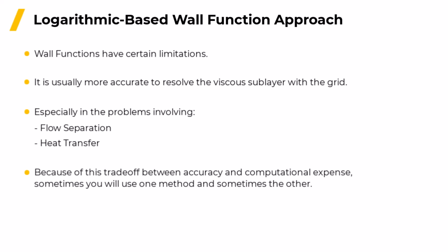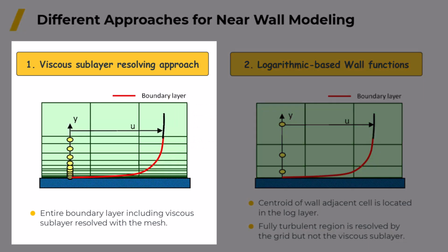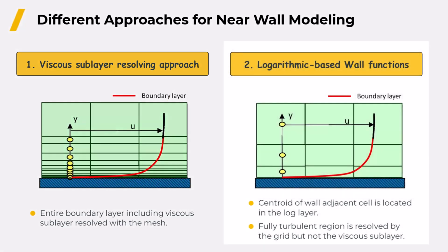Because of this trade-off between accuracy and computational expense, sometimes you will use one method, and sometimes the other, but the important thing is that you will have to decide ahead of time and create your mesh based on which method you are planning to use. So to summarize, there are two approaches you can use for turbulent boundary layers: the viscous sublayer resolving approach or the wall function approach.